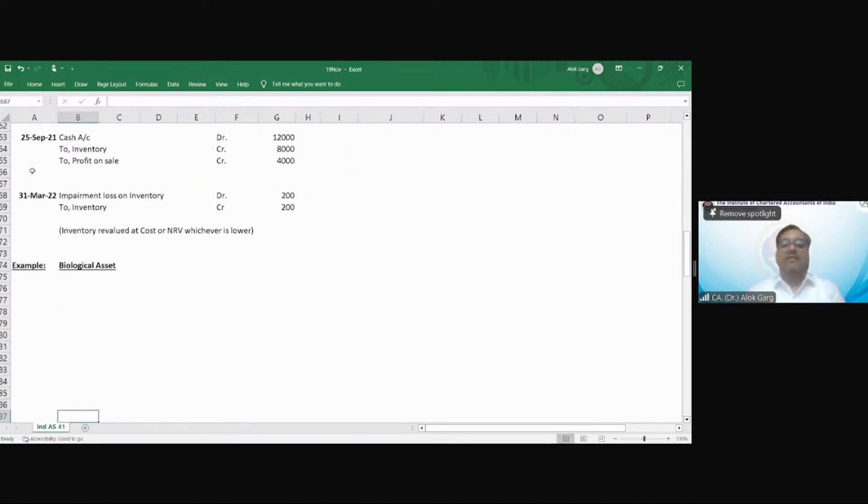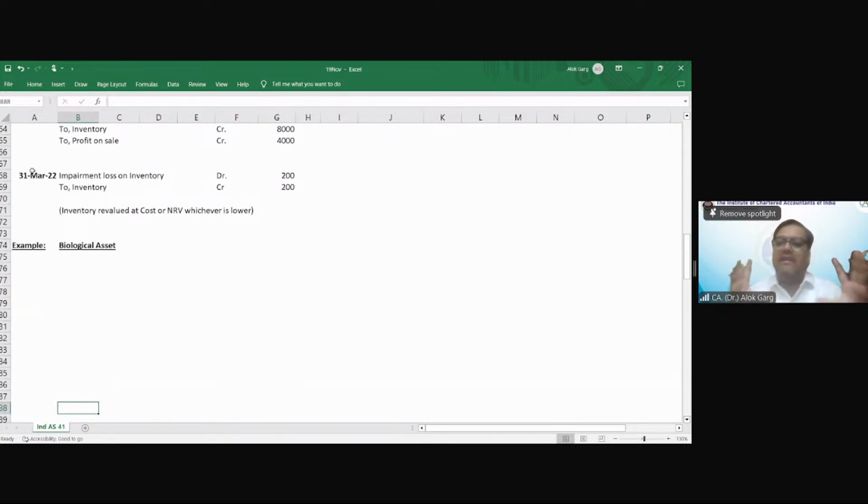Okay, so in this example, I'll give you the entire life cycle of the biological asset: the purchase of the biological asset, initial measurement, then subsequent measurement, then birth of a biological asset, death of a biological asset. So I'll give you the entire accounting entries and accounting with the help of this example, right? Friends, so we are discussing these measurement concepts.